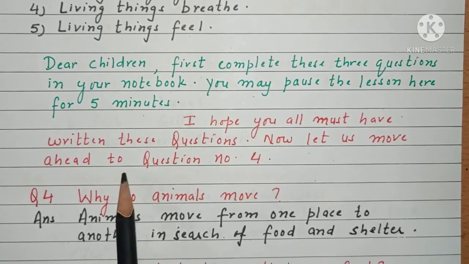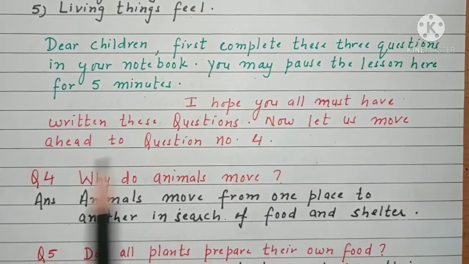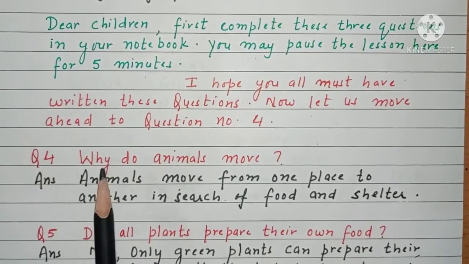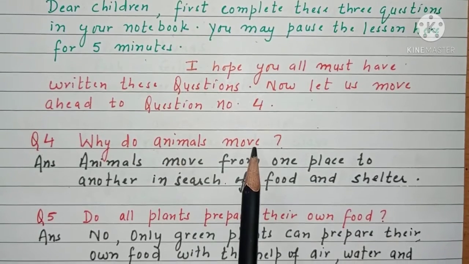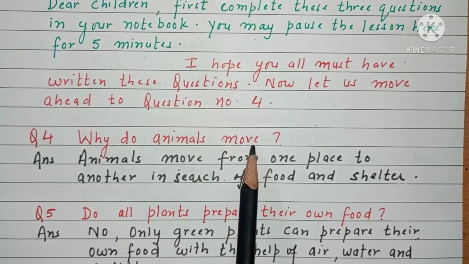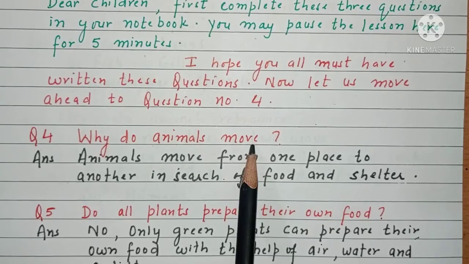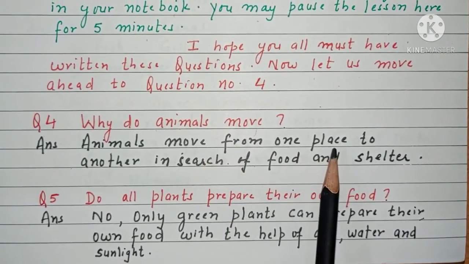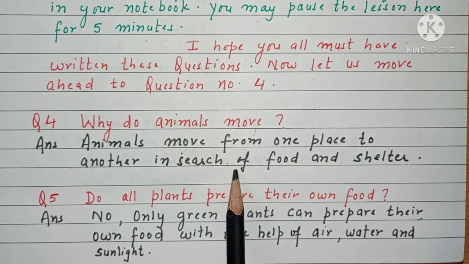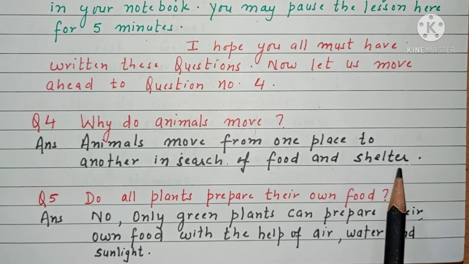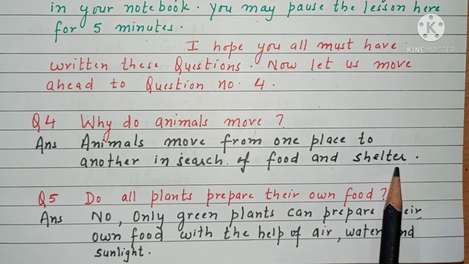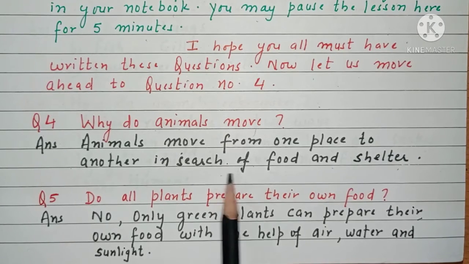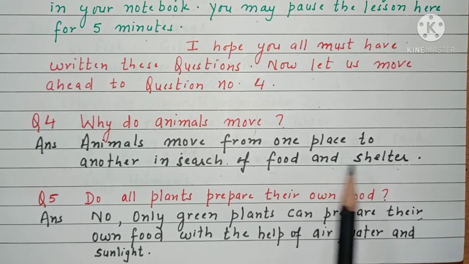Now let us move ahead to question number 4. Question number 4 says, why do animals move? Children, you all have observed that animals are moving from one place to another. What for? Animals move from one place to another in search of their food and shelter. As they cannot prepare their own food, they are dependent on food for plants and other living beings. So, they move from one place to another in search of food and shelter.